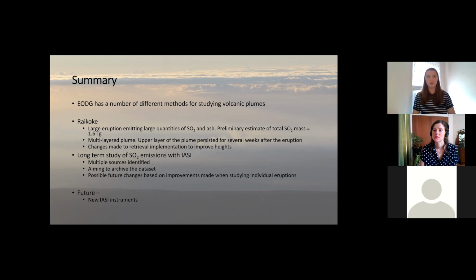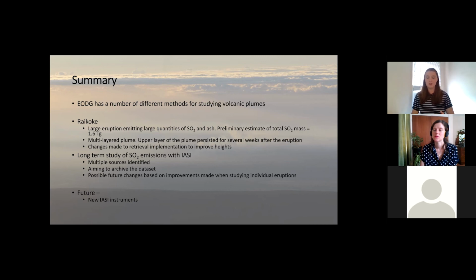For ash, I can't remember the numbers. The more ash there is, the more likely it's to obscure the SO2 signal. So eventually we begin to lose information. Our retrieval has a number of things in it. So we have a cost, which tells us how good the retrieval is.